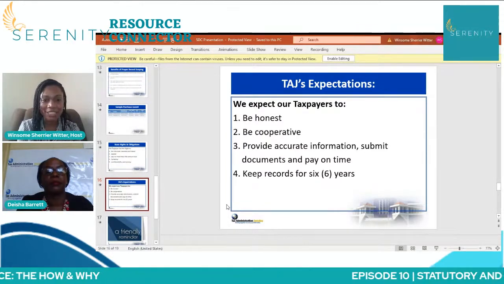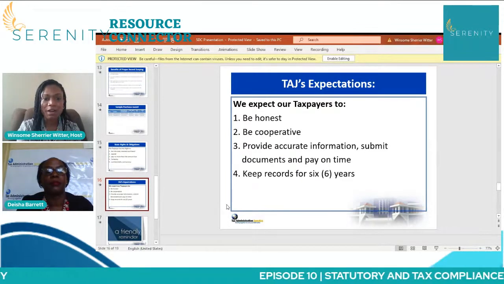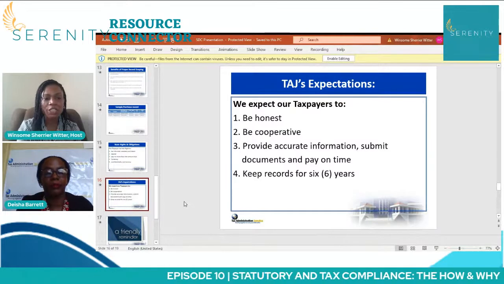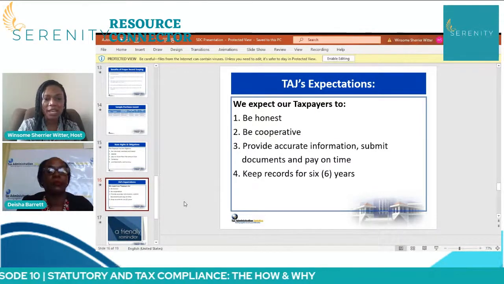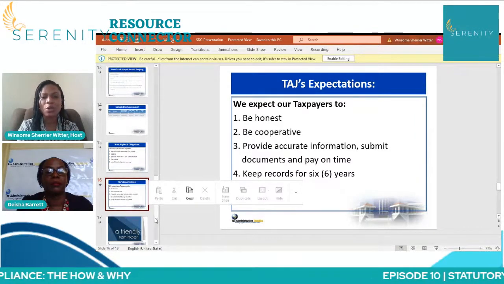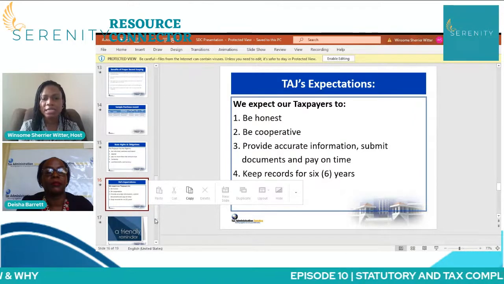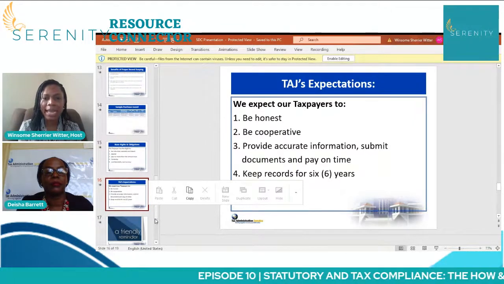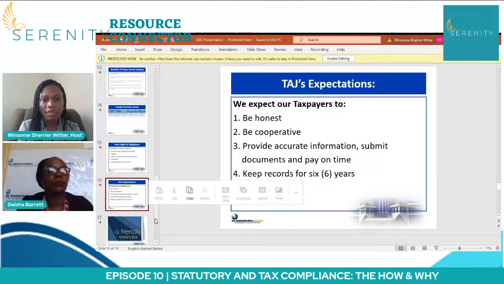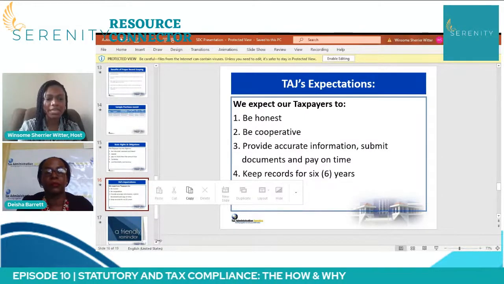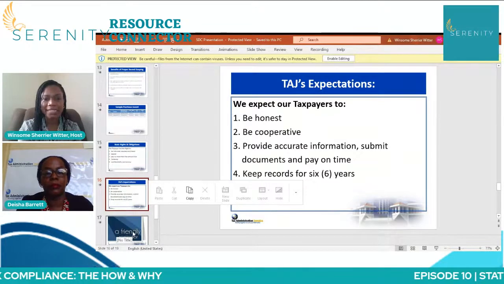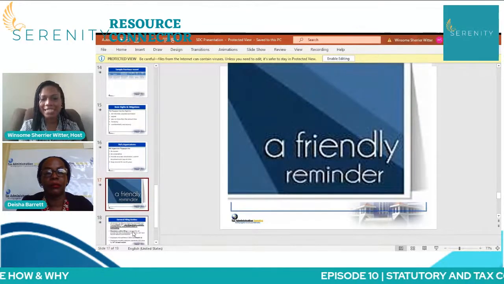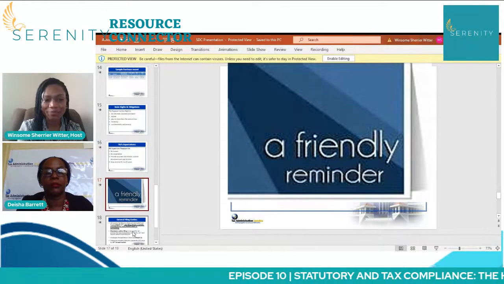All right, it's right here. You're to keep your records for 6 years. So ensure that you have a safe place in which you store your records. And some of those receipts, we know they don't last for long. So please ensure that you scan and copy that information so you can store it in electronic format where necessary. And our friends at the TAJ have a friendly reminder here.